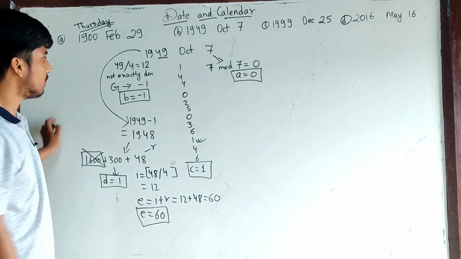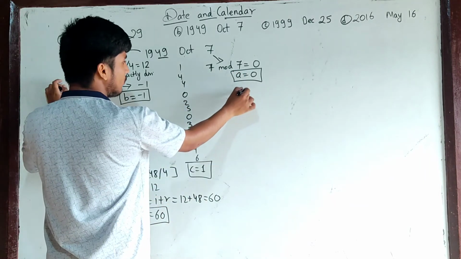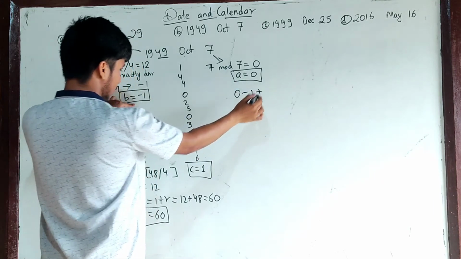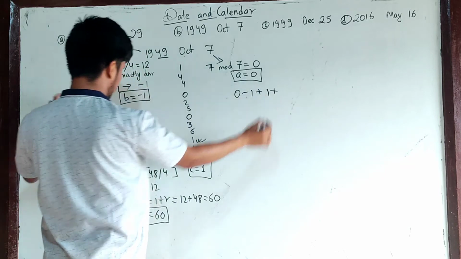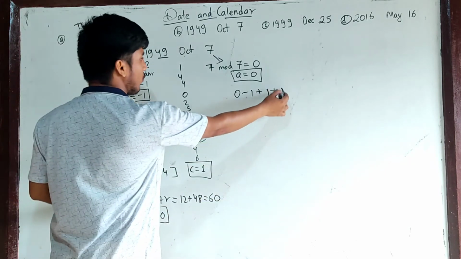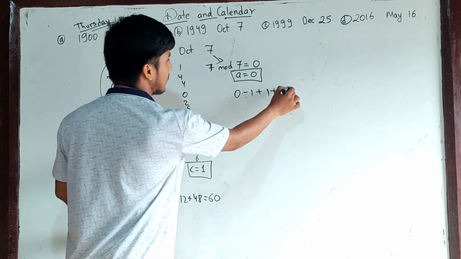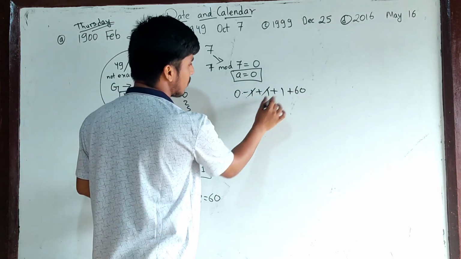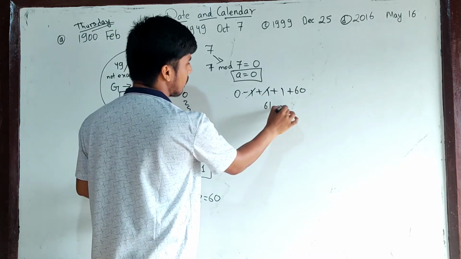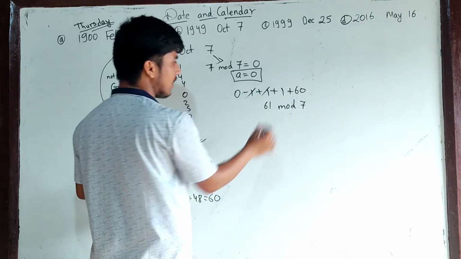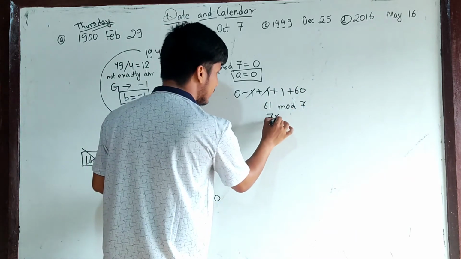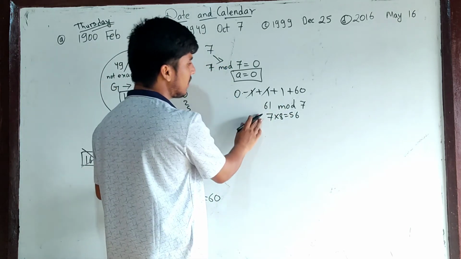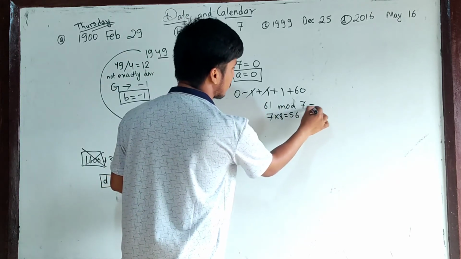Now let's add them up. A is 0, B is -1, C is 1, D is 1, and E is 60, right? -1 plus 1 cancels, and 60 plus 1 is 61. Let's perform modular division by 7. We know that 7 times 8 is 56, which is closest and a little bit lower than 61. 61 minus 56 gives us 5.